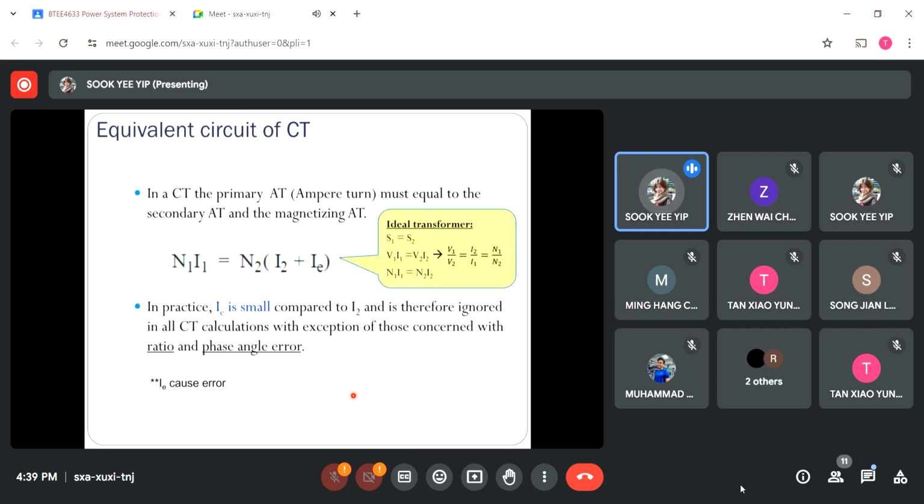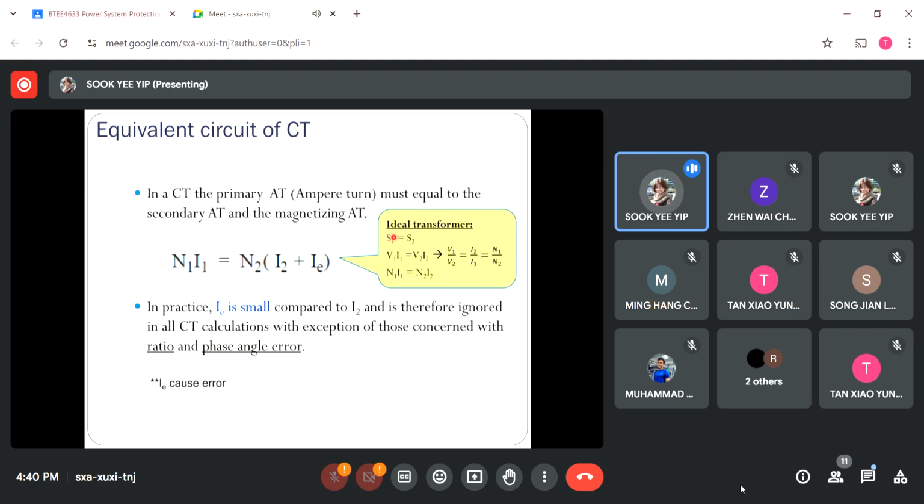For the current transformer, it is the same as any other transformer principle: the ampere turns at both sides should be equal. Let me draw your attention to this diagram here. Whenever we have an ideal transformer, which means that we have no power loss.